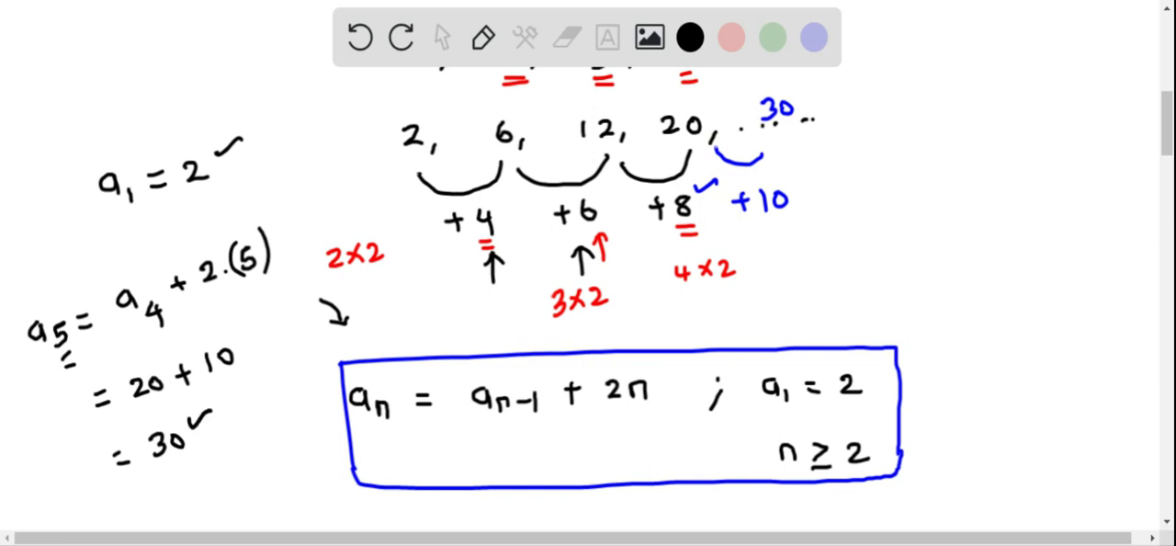So it holds good, and this means this recursive definition of the sequence is correct.